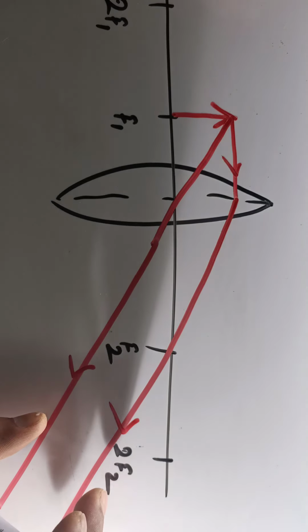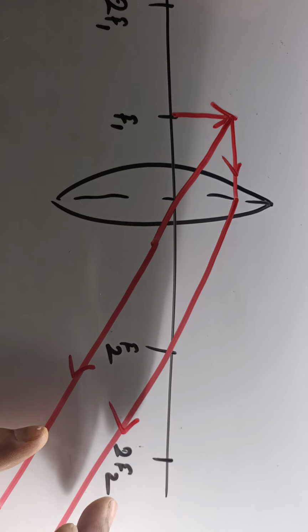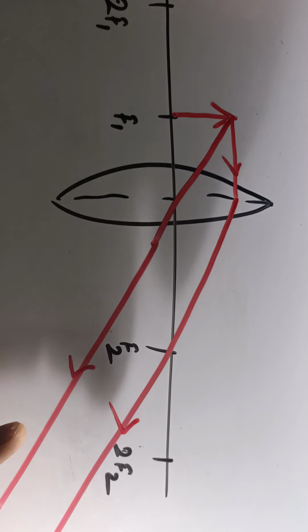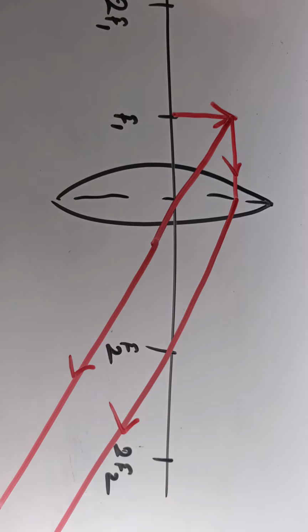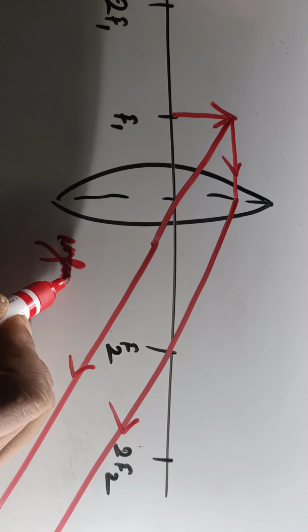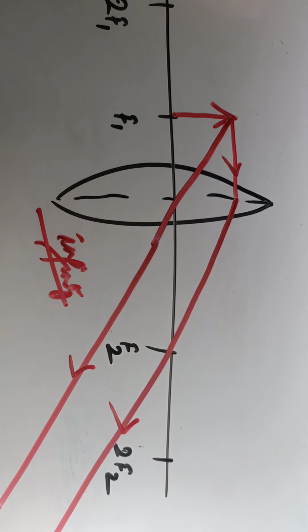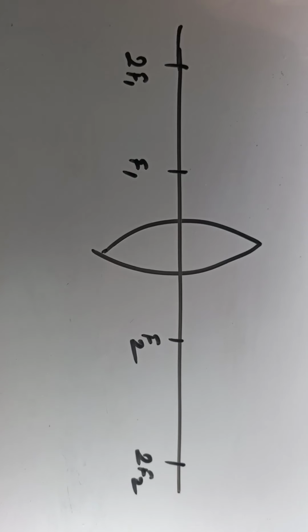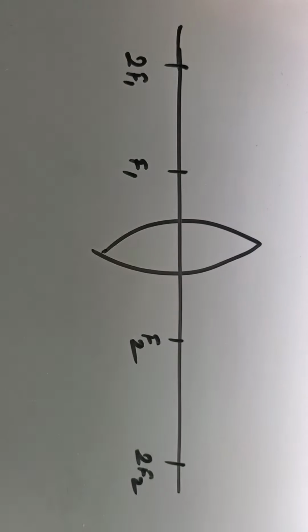And since these rays of light are parallel to each other, what can we say? We can say that the image will be, of course, real and inverted. But what will be the position? The image is formed at infinity. Okay, great.